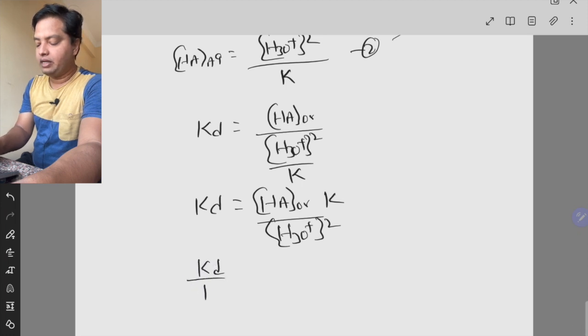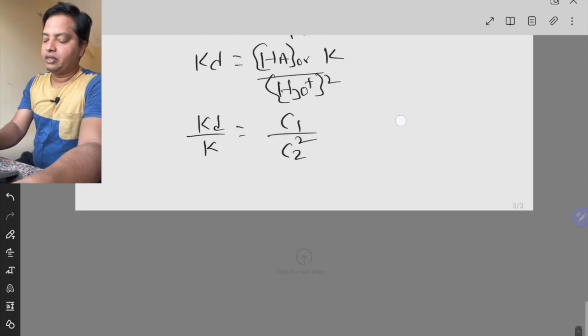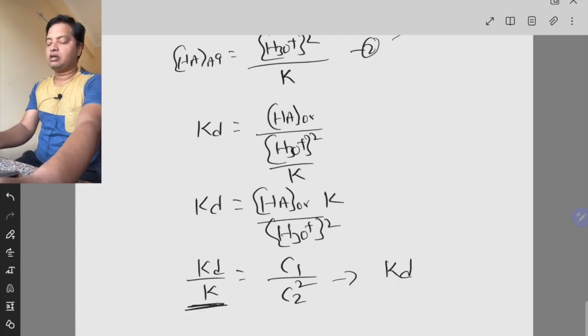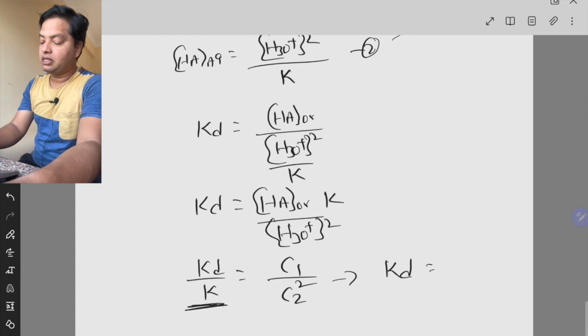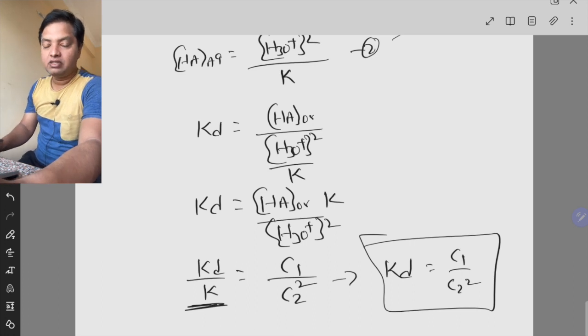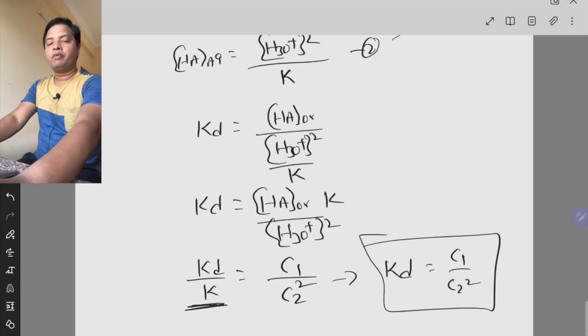So, we get Kd by K is equal to organic layer concentration C1, aqueous layer concentration C2. Because we have square, we will write square here. Then concentration by concentration is constant by constant is constant. We will write it as a constant, which is equal to C1 by C2 square. So, this is the equation for a molecule which is dissociated into two molecules, we put square here. So I hope you understand. Thank you.